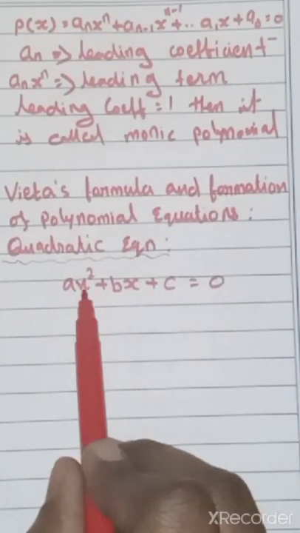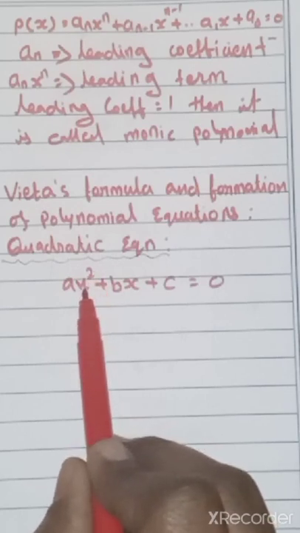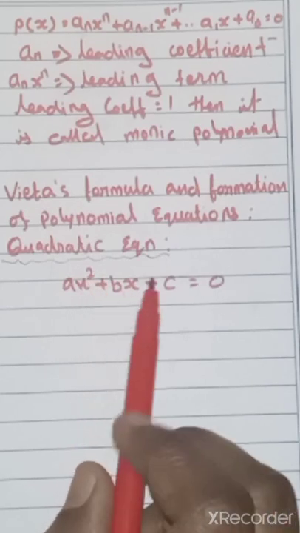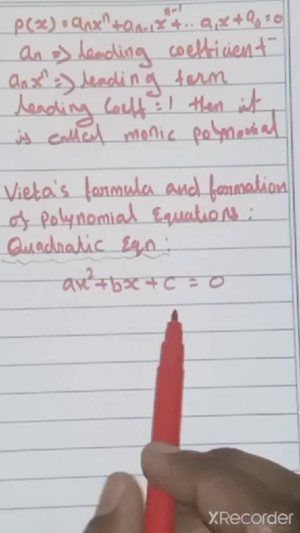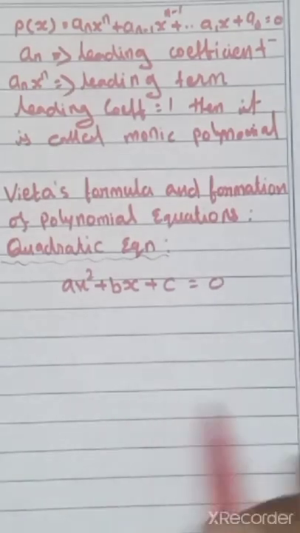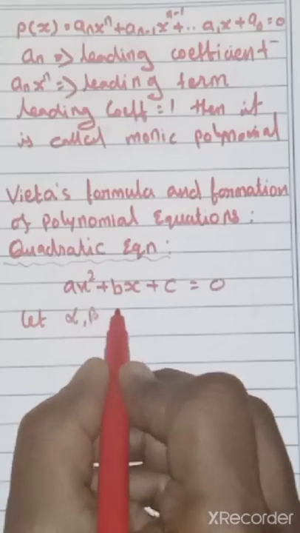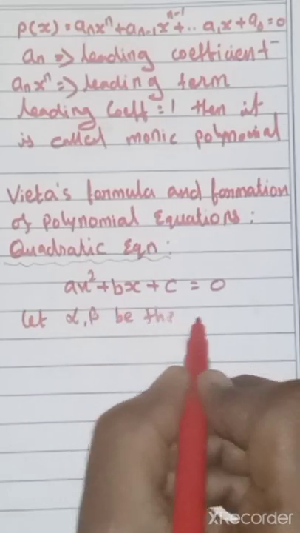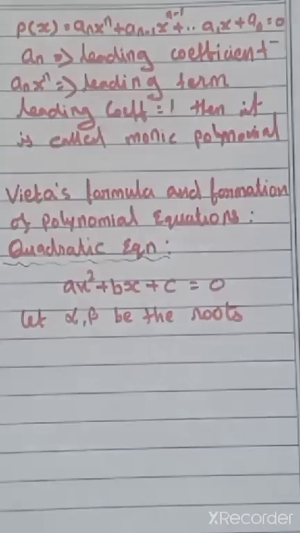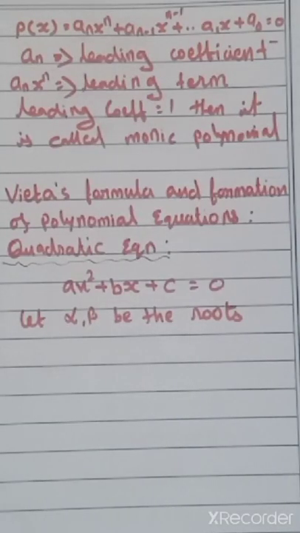Now what is the power of this x? 2. So how many roots should it have? It should have 2 roots. We take those 2 roots as: let alpha, beta be the roots. What do we call the two roots? Alpha and beta. Suppose the power was 3, how many roots would we take? 3 roots, we have to take alpha, beta, gamma. Okay?